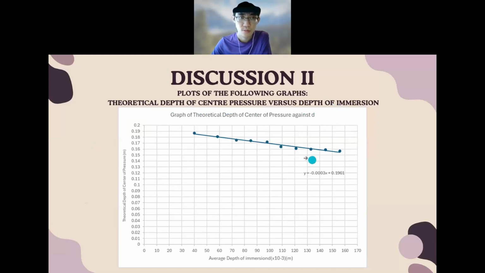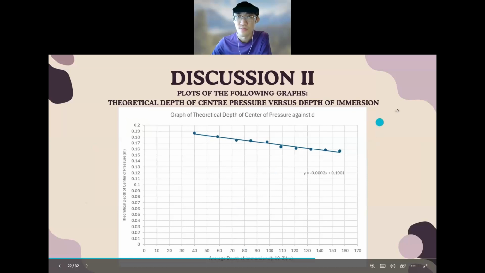So the last graph is the graph of theoretical depth of center of pressure versus the depth of immersion. As the graph shown above, we also can conclude that the relation between the theoretical depth of center of pressure is inversely proportional to the average depth of immersion.